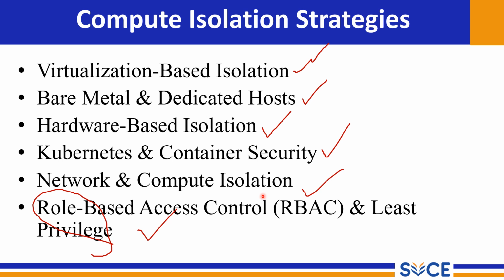And next one is role-based access control and least privilege. This has been already seen, where we'll be using IAM. We use identity and access management rules to control the compute access, and we can implement least privilege access to prevent privilege escalation.